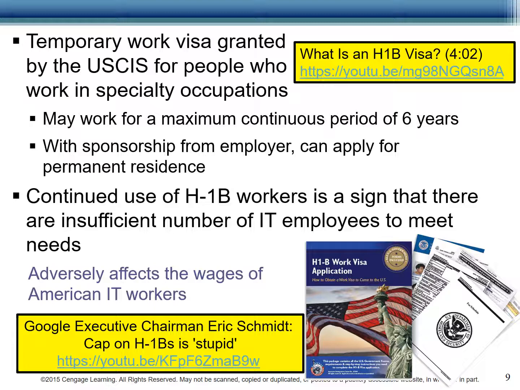You may want to take a look at these two videos, one where Google exec Eric Schmidt makes his feelings about the H-1B visa program clearly known. The other YouTube video gives a short introduction to the H-1B program.